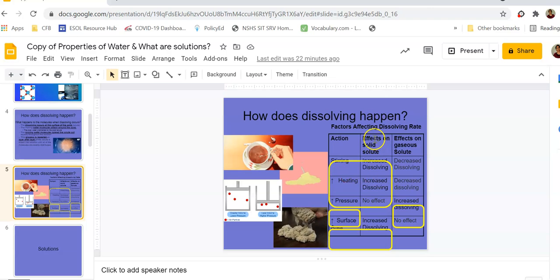But you also have to keep in mind the difference between a solid solute and a gaseous solute. The solute is what you're trying to dissolve. With a solid solute, when you stir, you'll increase the rate at which it dissolves. But with a gas, if you try to stir, the gas will just go into the air and spread apart. So if you're trying to dissolve a gas in water, you do not want to be stirring.